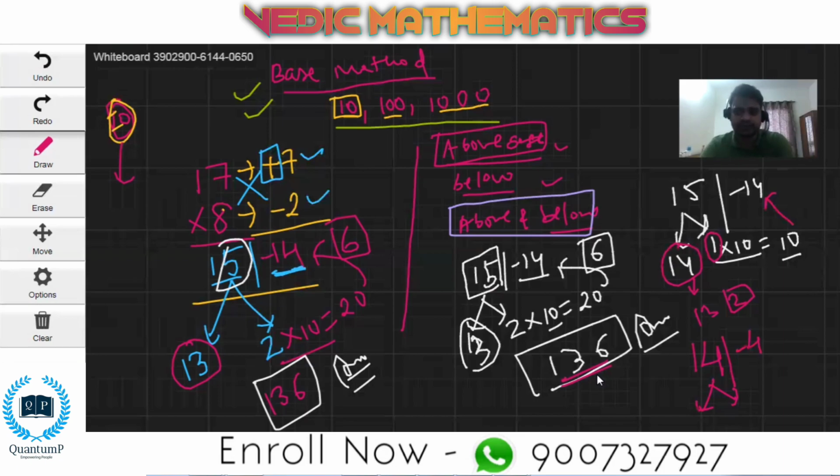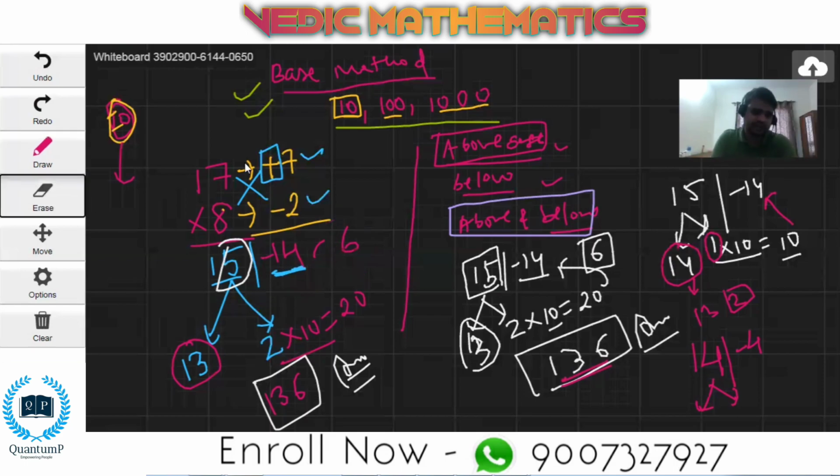We have discussed above and below, above separate, below separate, and above and below together. Okay, so I'm going to do the next one. Let's see. So I'm just rubbing this. Next means I'm going to do the 100 base.